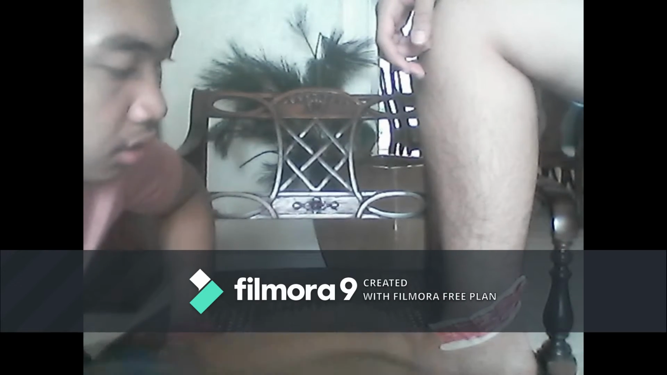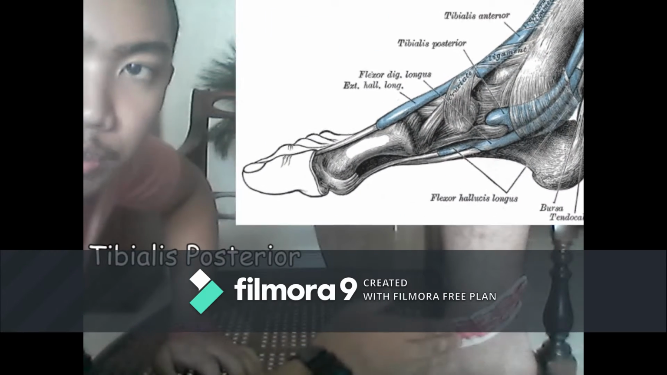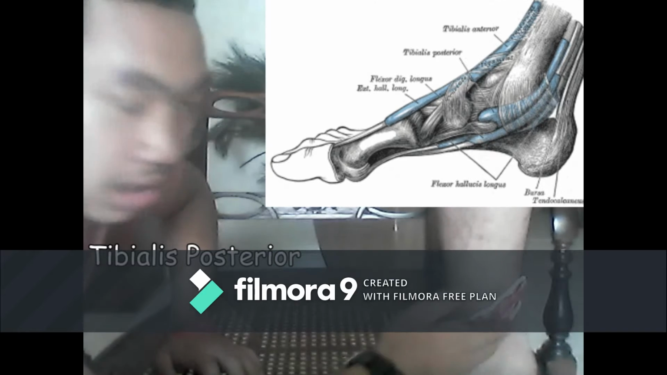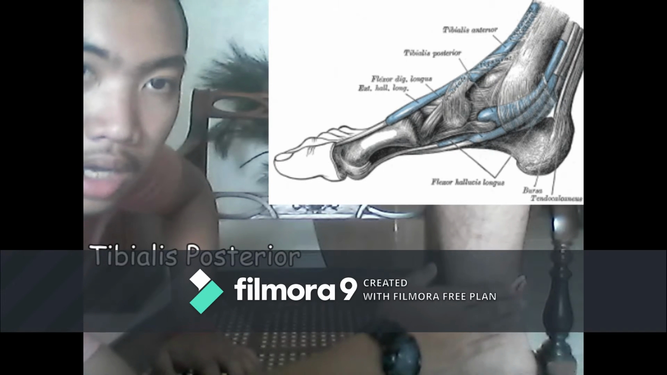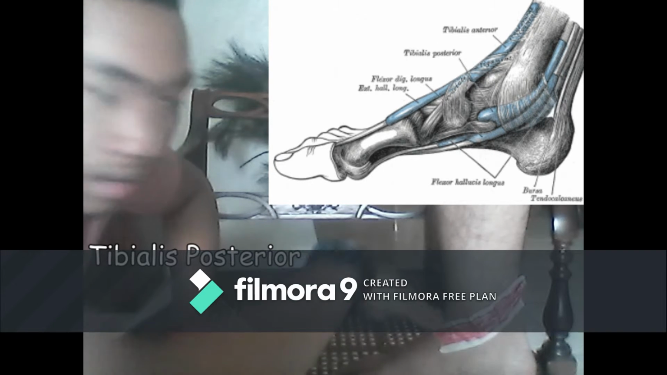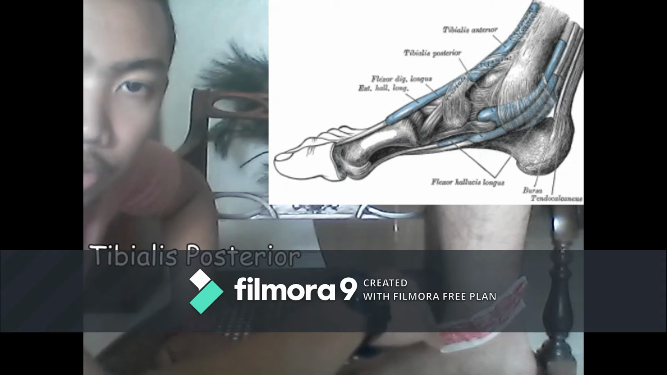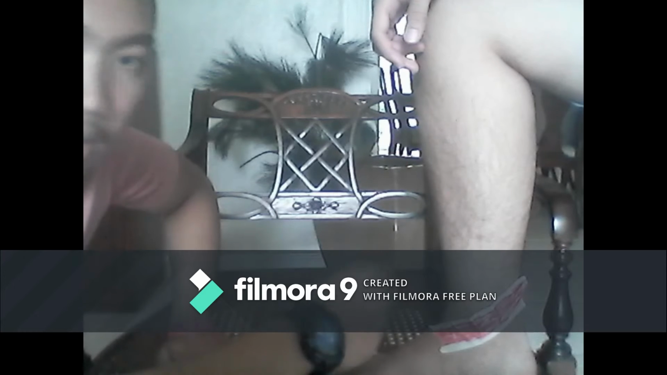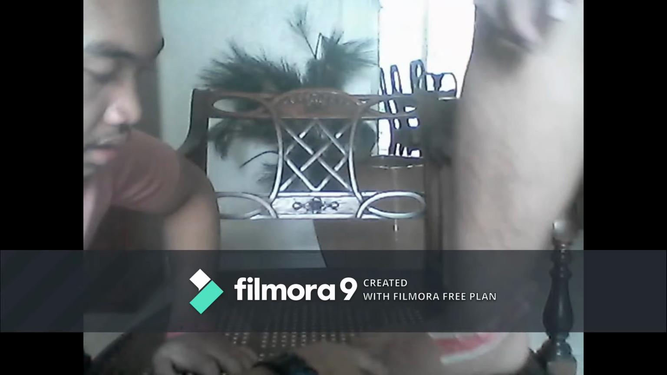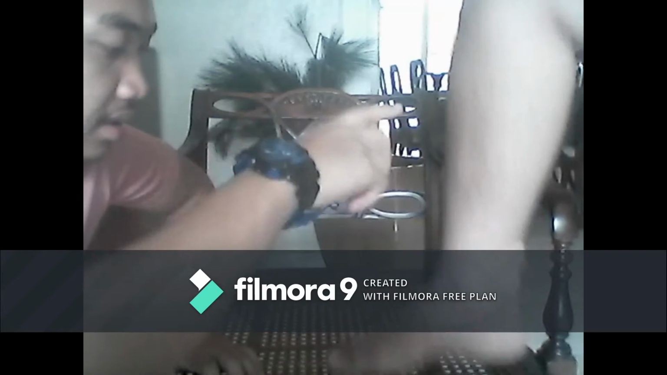So now I'll be talking about the tibialis posterior. So it originates from the tibia and fibula, and it is inserted from the navicular and medial cuneiform. And so the actions of this is that it inverts and plantar flexes the foot and the ankle.